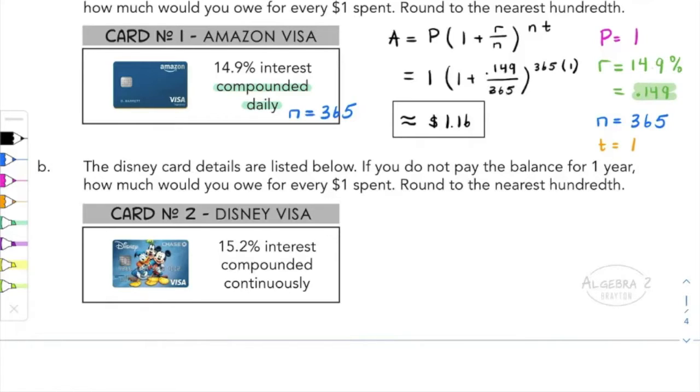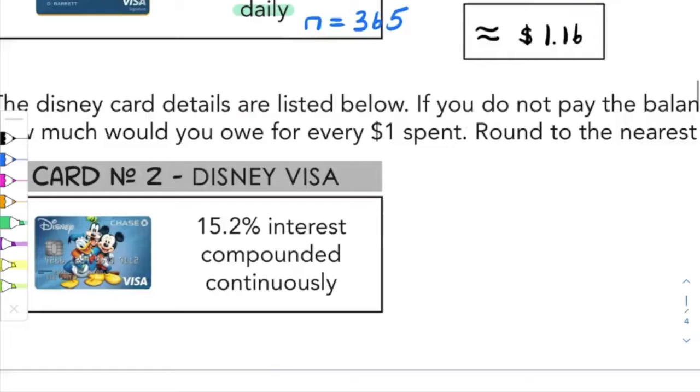All right, option B says that it's a Disney card. The details are listed below. If you do not pay the balance back for 1 year, how much do you owe for every $1 spent? So very similar, but this card has some different details. This one is compounded continuously, so it's a different formula that we're using. And also, it has a different interest rate. It has an interest rate of 15.2%.